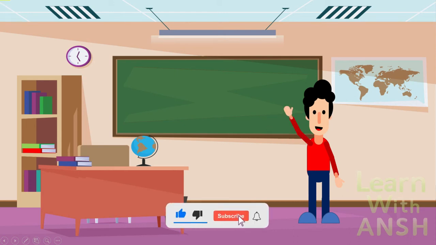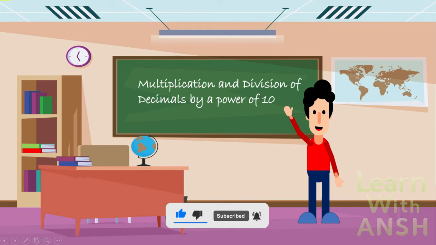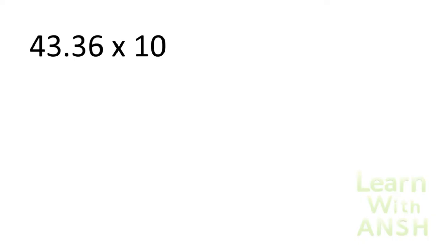In this video we are going to be discussing multiplication and division of decimals by a power of 10. So let's get started. Here I have 43.36 times 10, and I am going to show you how to multiply this decimal by 10 or any power of 10.